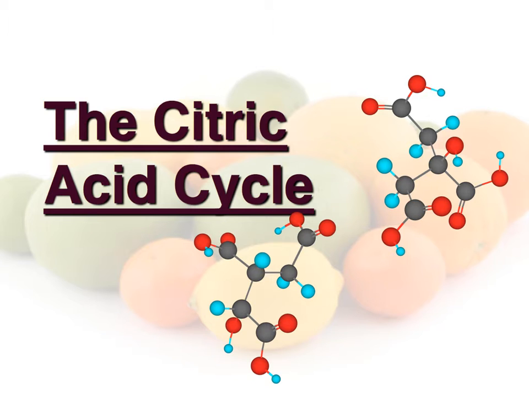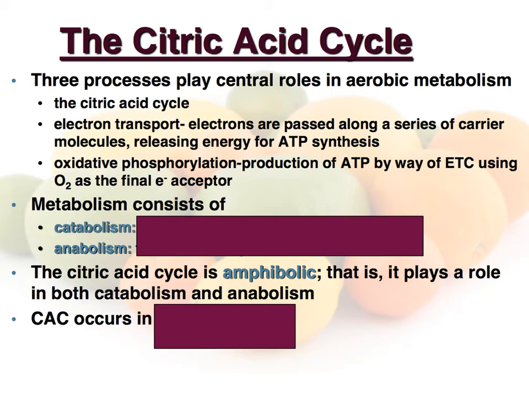Okay. So the citric acid cycle is a little different than what we see with glycolysis or gluconeogenesis. With glycolysis and gluconeogenesis, it was either anabolic or catabolic. Okay, the citric acid cycle is amphibolic. So it does both.